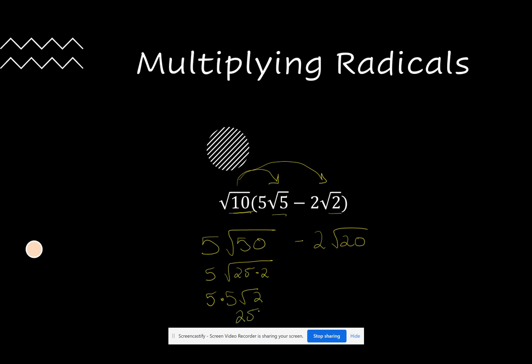So we get 25 root 2 minus 20 is 4 times 5. The square root of 4 is 2. So we have 4 root 5. And we can't combine them because they don't have the same number under the square root.